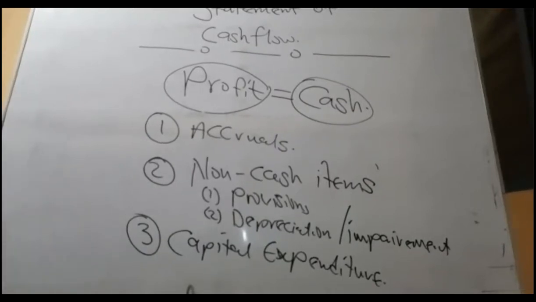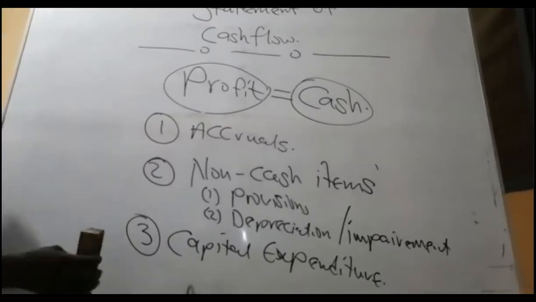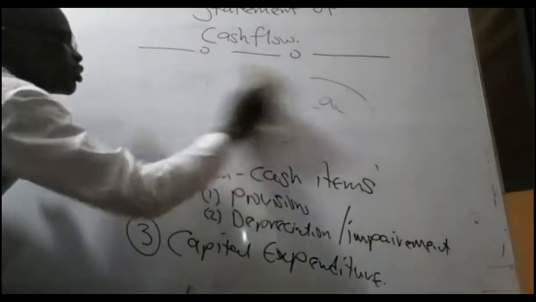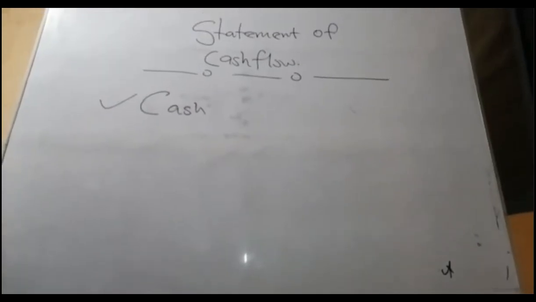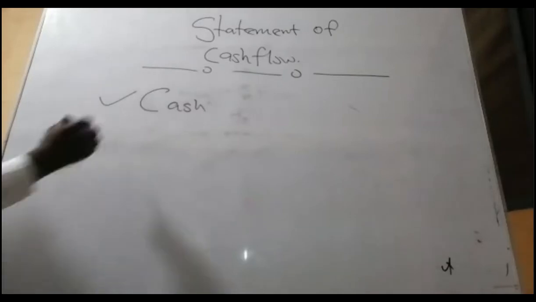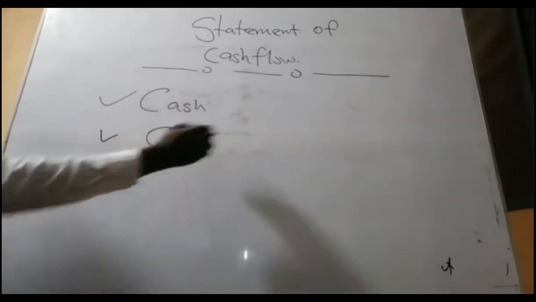Before I move on, let's look at the definition of two terms stated in here. So cash. Who will define cash for me? There are two terms that we have to define here, or know them very well. Cash, because we are talking about cash flow. So you should know the meaning of cash. But the flow there is just a movement. Left with the cash, the second item is cash equivalent.